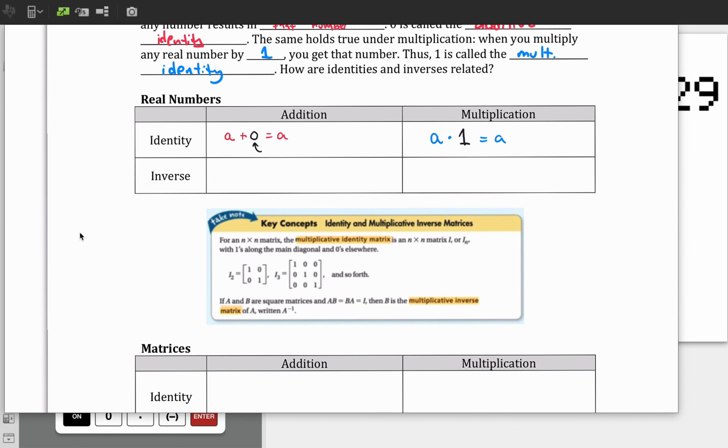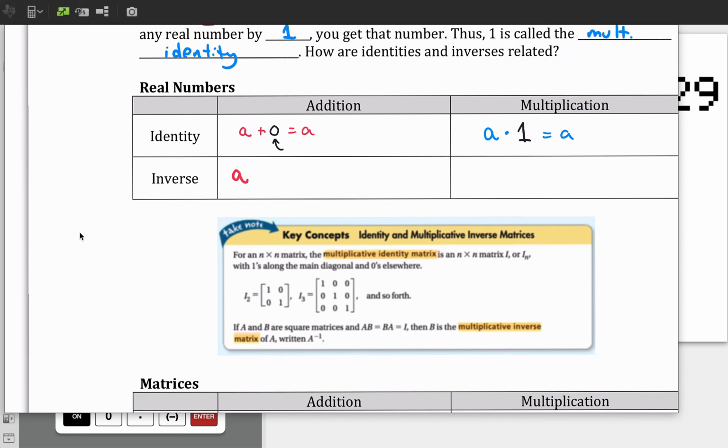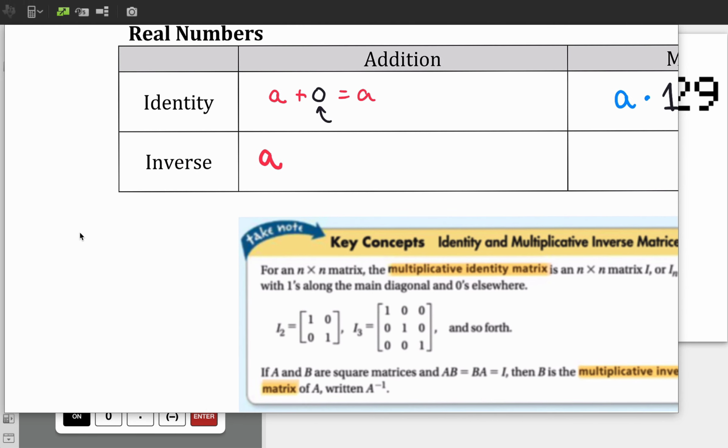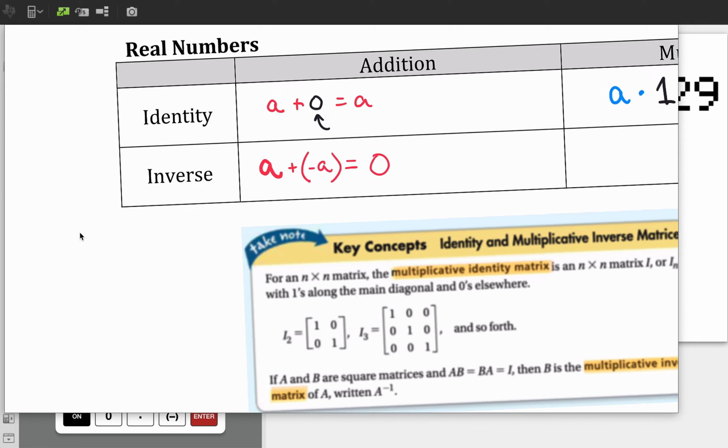So what's an inverse? Well, I start with some number. How do I get that other number to get to the identity? The point of an inverse is to come up with the identity. So how do I get to 0 from A? Well, the additive inverse is the opposite of A. Notice, when adding 0, the identity doesn't change anything. But when adding opposites, you get the identity.